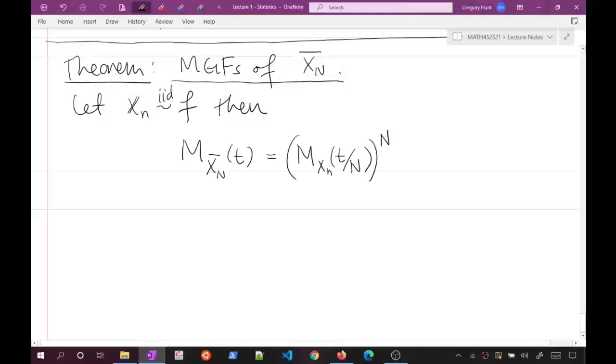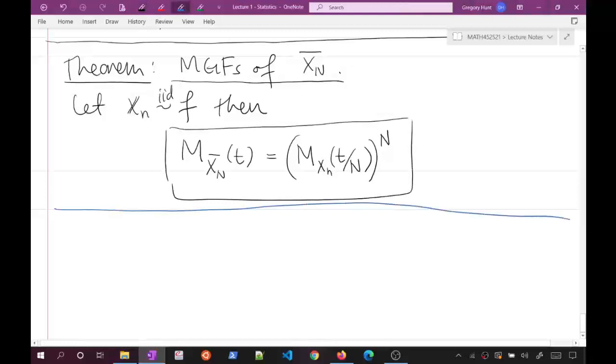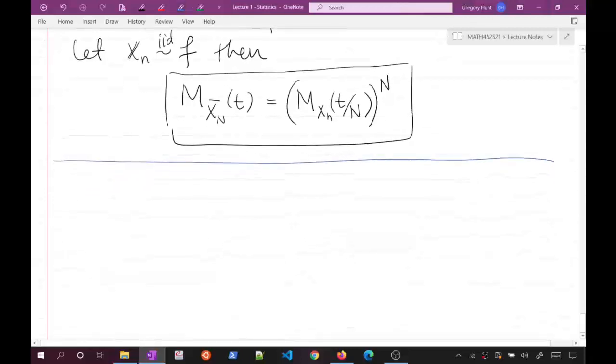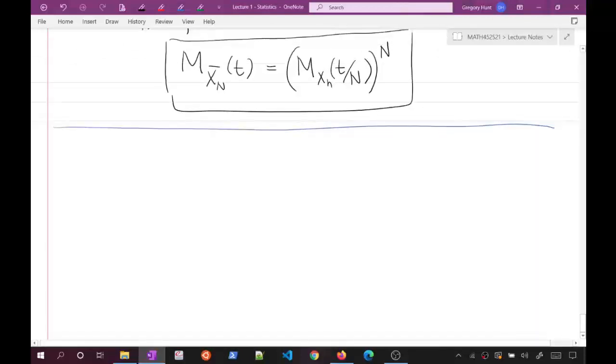So again, here capital N is my sample size. So let's put a box around that. That's the important fact. And the theorem basically says that if I know the moment generating function of my underlying data, the moment generating function of X bar is just the moment generating function of my underlying data evaluated at not t, but t over n, and I raise it to the nth power. And this, again, is, I think, a kind of 451 accessible proof.